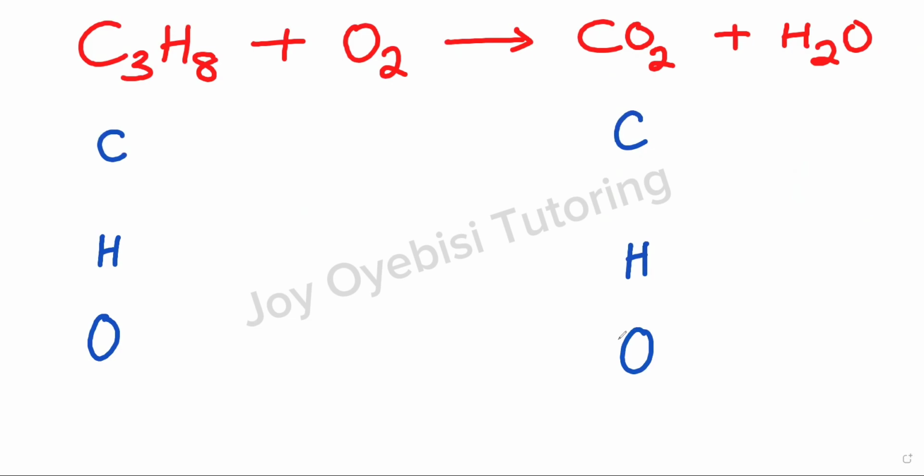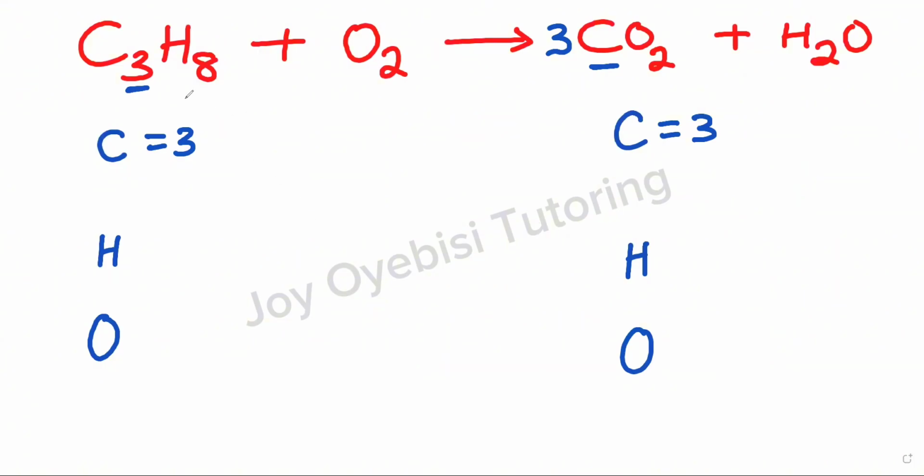Now we're going to start with carbon. There's 3 carbons here. Now over here, you have only 1. Immediately make this 3 by placing 3 in front of this carbon dioxide. So once you put 3 there, that makes that carbon 3.